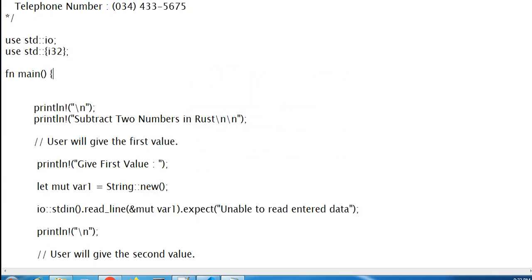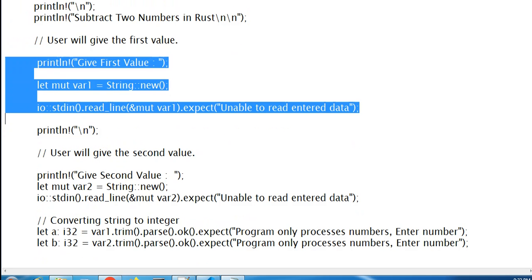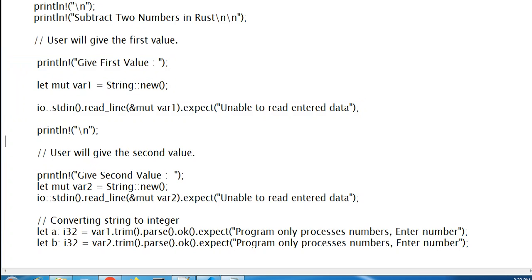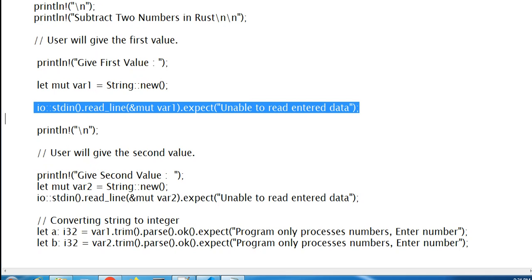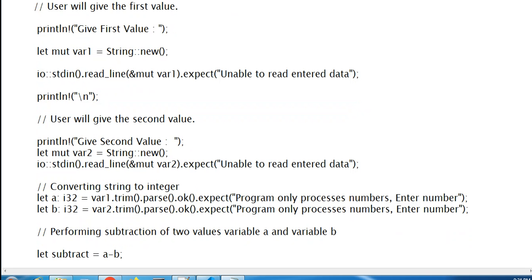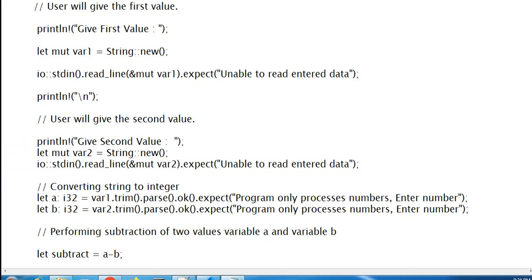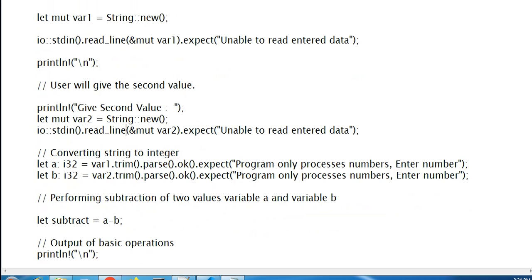Begin, println, the title of our program, subtract two numbers in Rust. In this line of code, we are asking the user to give the first value that will be stored in a variable val1 as a String, and then we have here the command to check whether the given number is numeric or not. And then we have also here give second value, the same thing. We have a variable val2, new io stdin for input output. If the value is not an integer, it will display a message, error trapping, unable to read entered data.